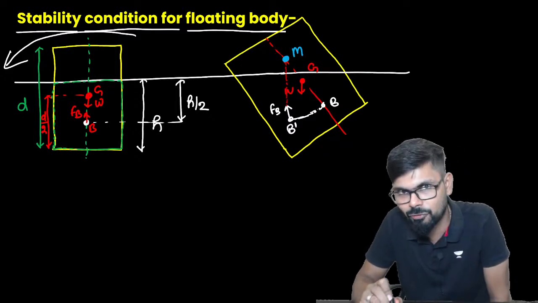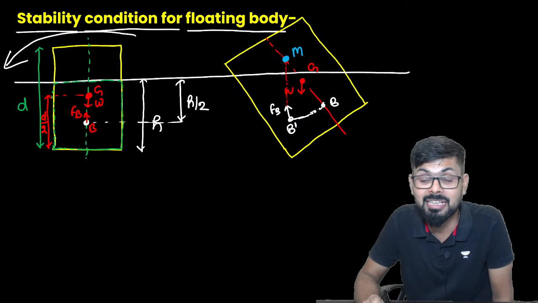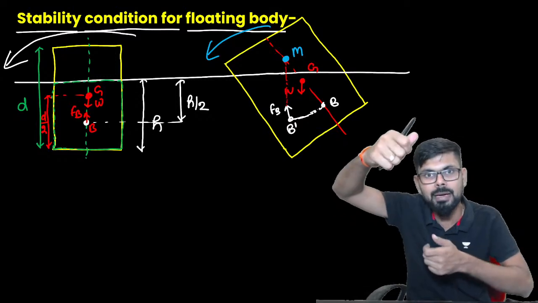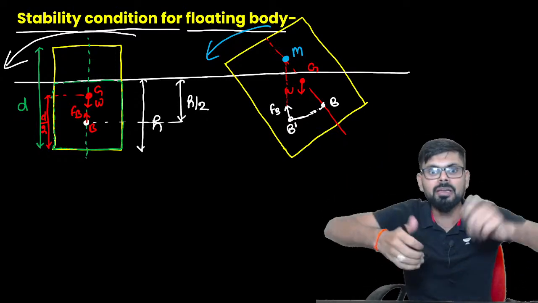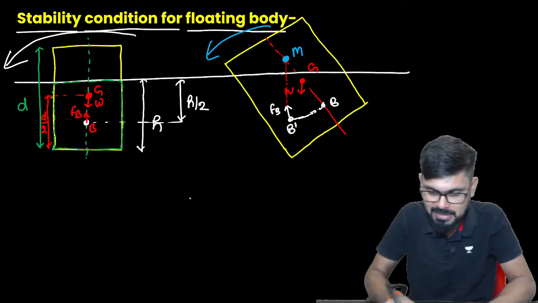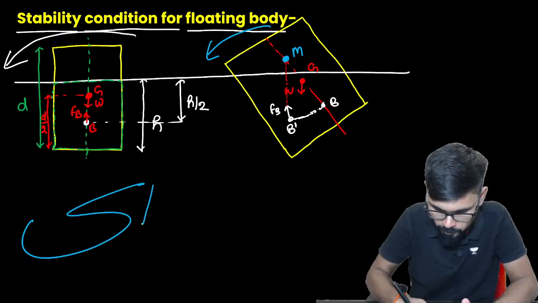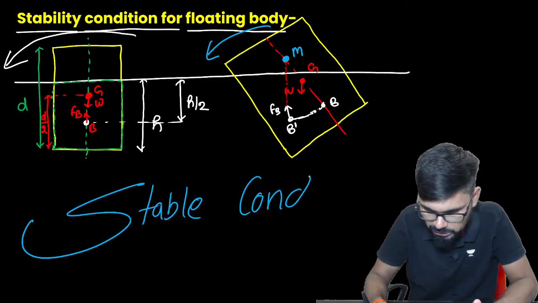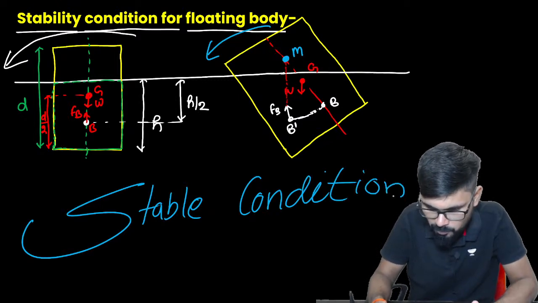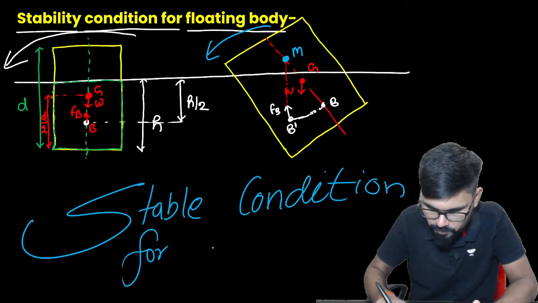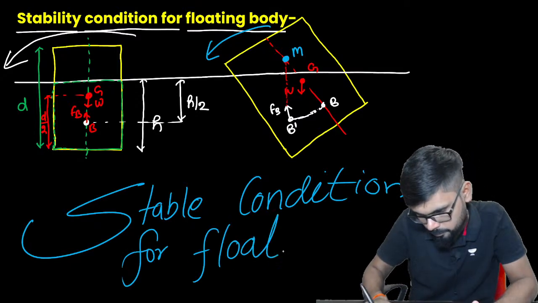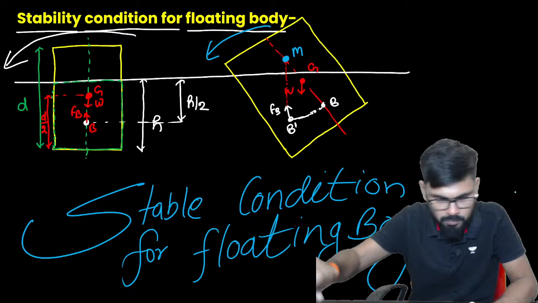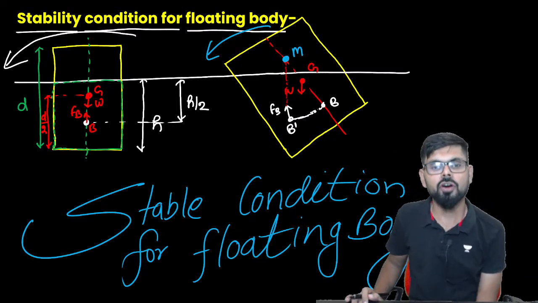Now tell me, is it a stable equilibrium or unstable? Sir, it is a stable equilibrium. Because we are tilting in this direction, automatically a couple is generated in the opposite direction. So basically this is a stable equilibrium condition for a floating body.